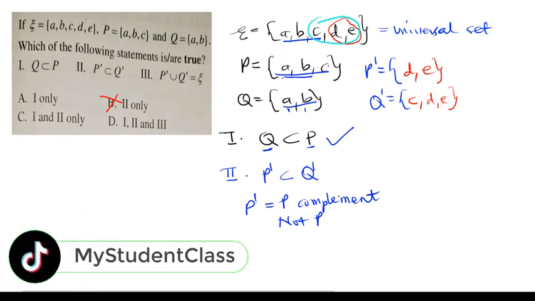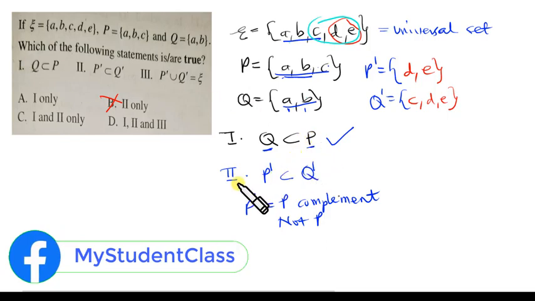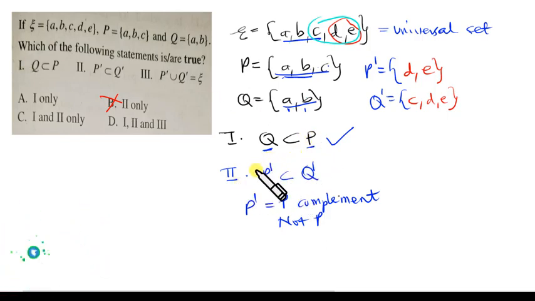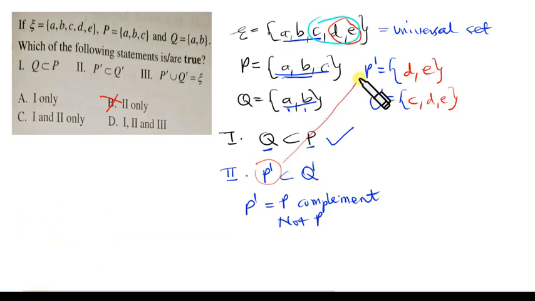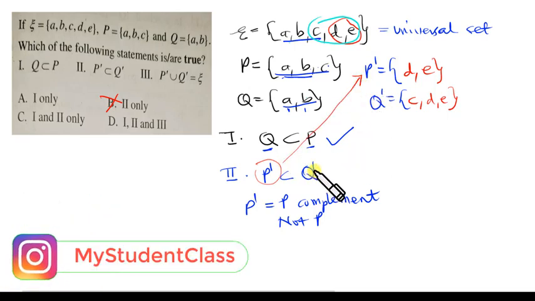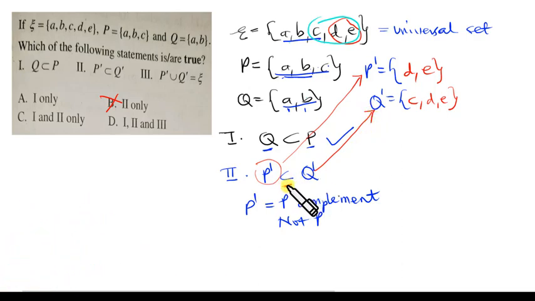Now the second thing that I have to do, I'm done with this, so I just have to come to the II and check and see. There is P complement here, and there is Q complement here. Now this symbol that you see here is called a subset.